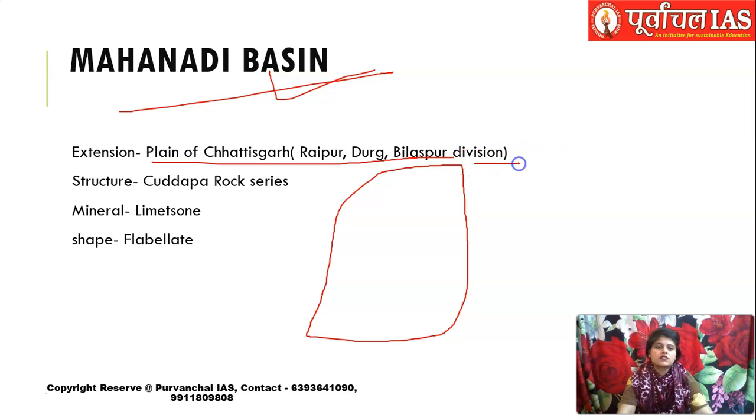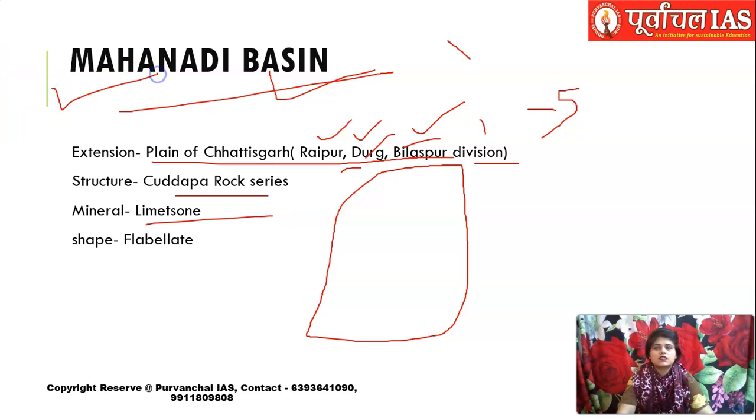See, when we say division, please remember that in Chhattisgarh we have 5 divisions: Korea division, Raipur, Durg, Bilaspur and Bastar division. So likewise 5, and under this there are many districts. The whole of Raipur division, Durg division and Bilaspur division is part of the plain of Chhattisgarh. And you have the Kadpa rock series here, which is famous for limestone. So you can see that this area is basically the one.